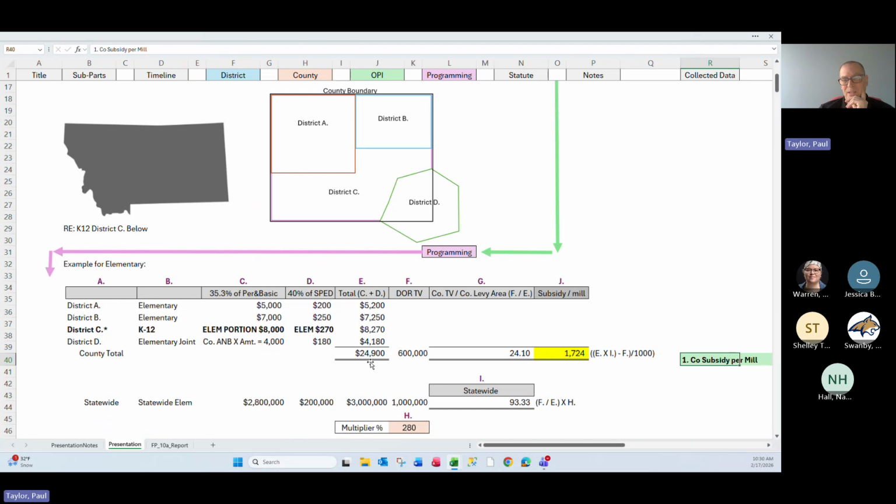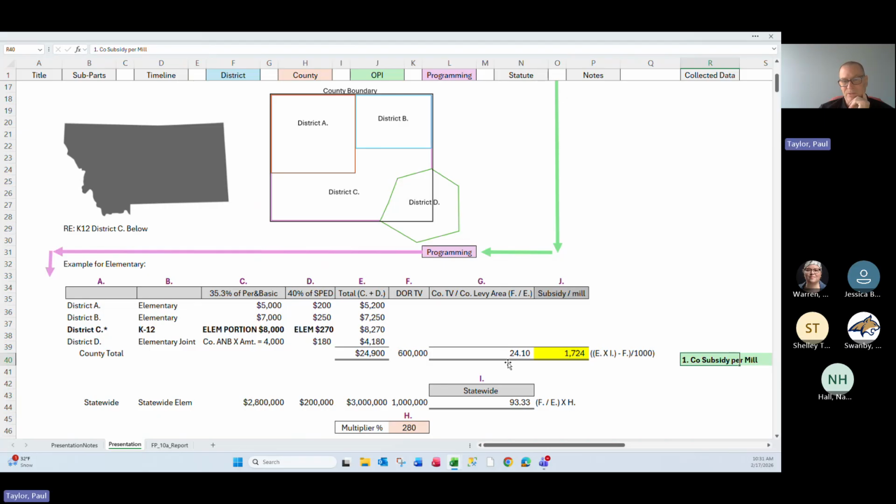We're at E. We summed up all the levy area for every district in the county for elementary and determined the pieces of the district that reside in that county. Then we're going to take the Department of Revenue's taxable value, and this is for the county, knowing that the county for the elementary piece is the total of all 4 of these districts, with this being just the piece for that county. So that's F. G is take the ratio of these 2 numbers.